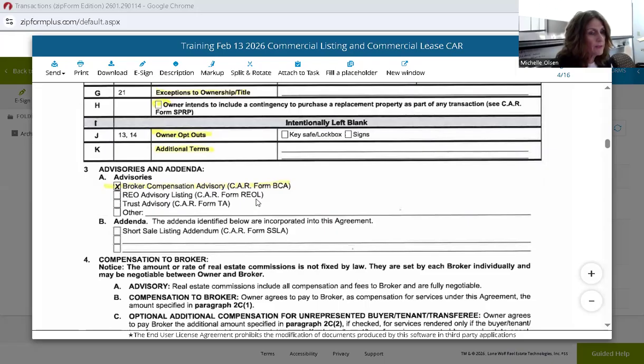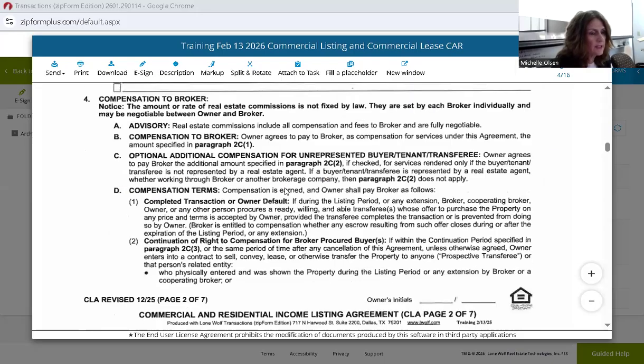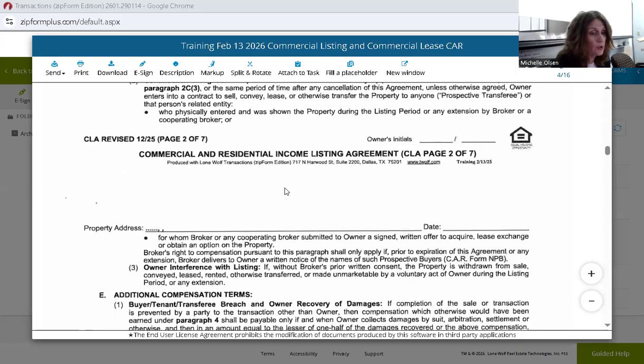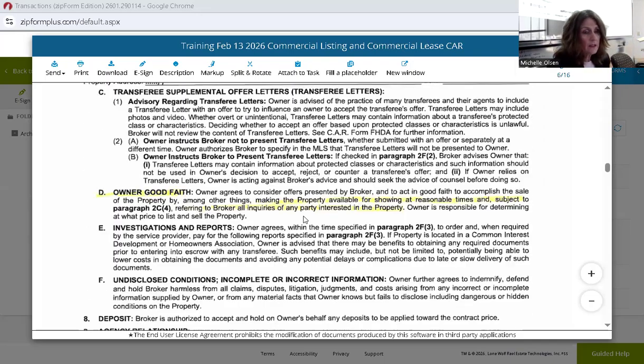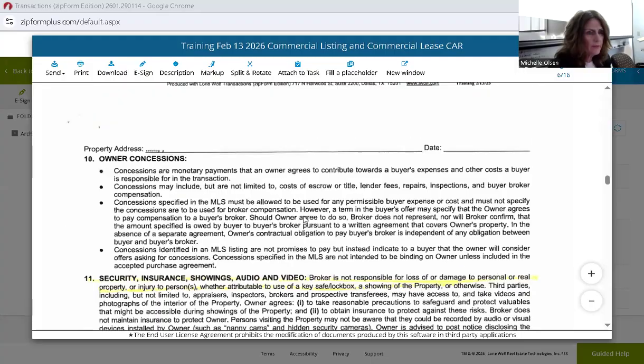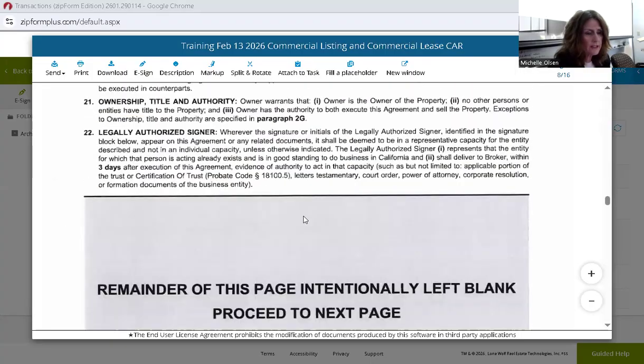So the broker compensation, the BCA, is always attached to this. I am not going over disclosures today. I just want to really get to the lease. So let me get down to the lease now.